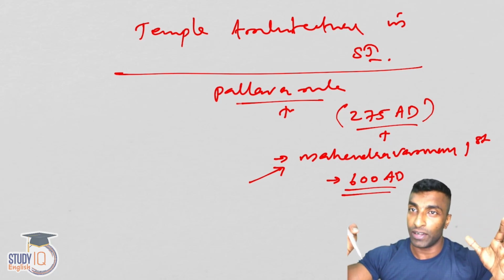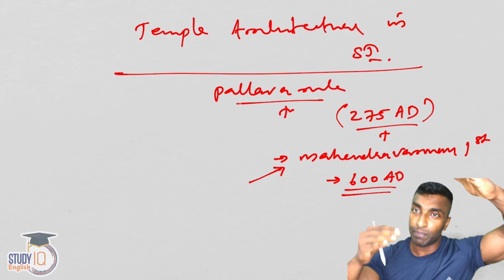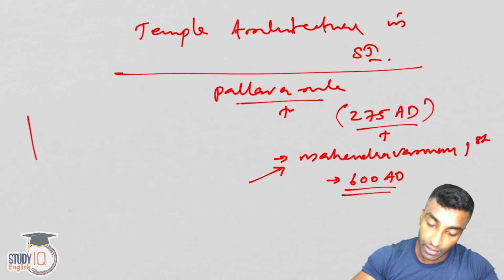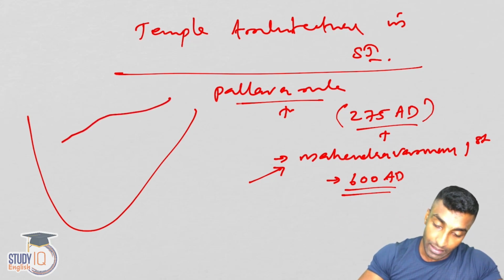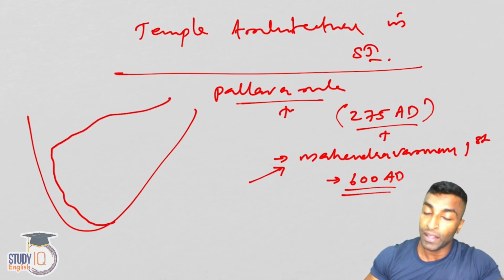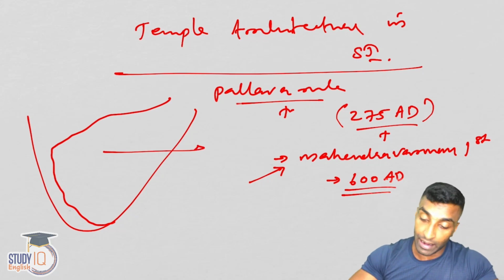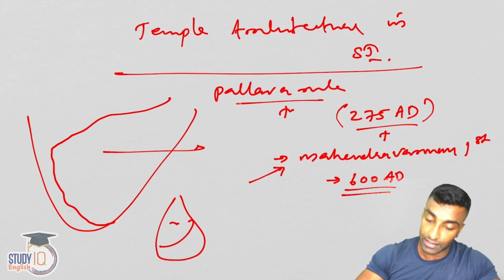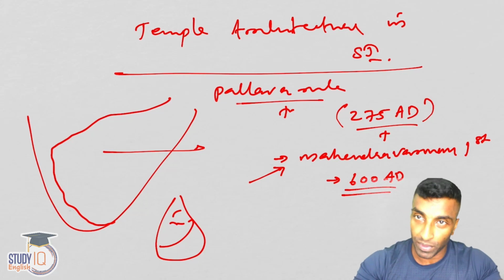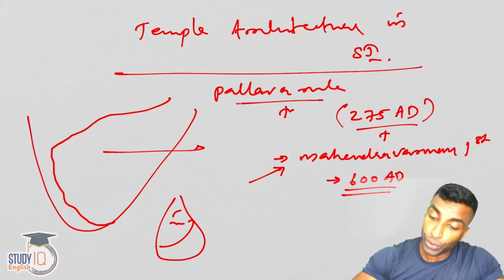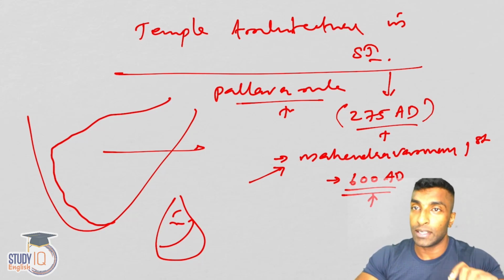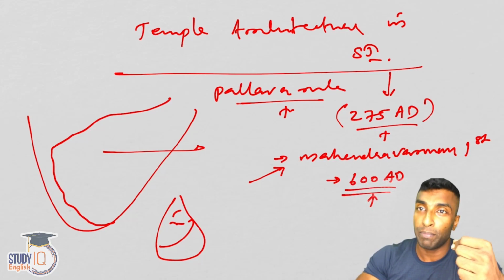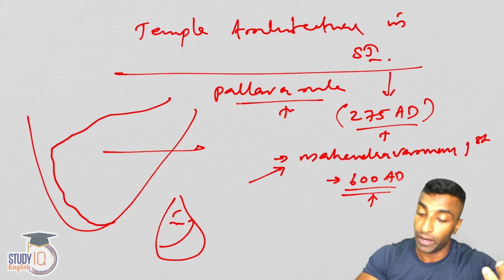Now when I talk about Pallavas, what are the areas under their control? From the Telangana region till, if this is the bottom of the map of India, almost this much area is what they used to have. And some parts of Sri Lanka were also under the Pallavas. So though they are from 275 AD, the temple architecture started during the Mahendravarman period, the most important ruler, in 600 AD.